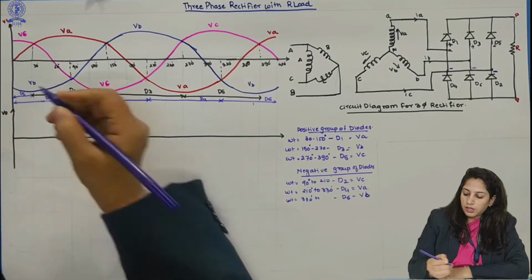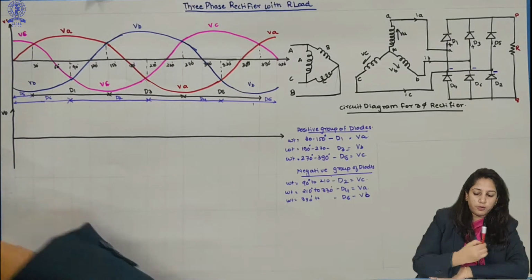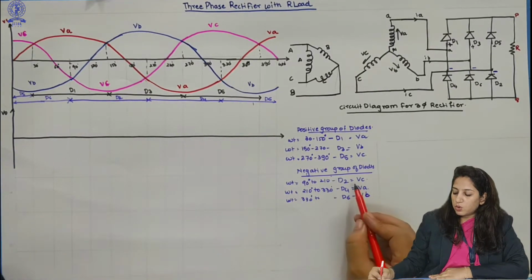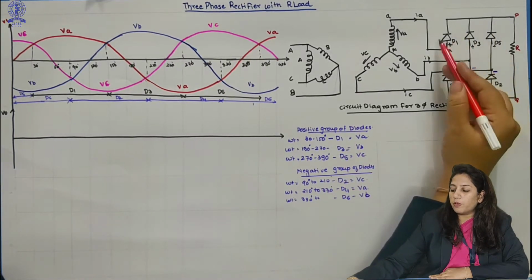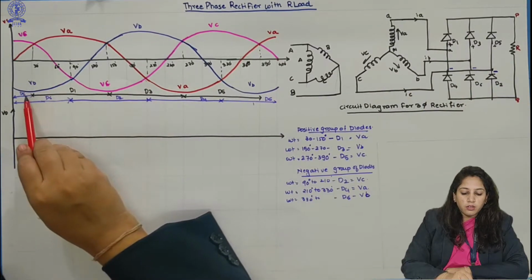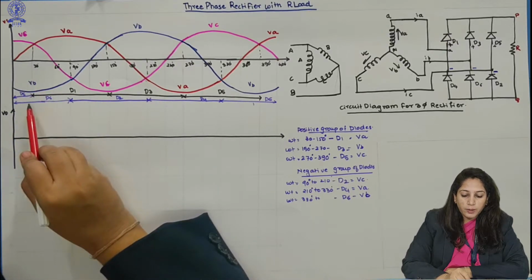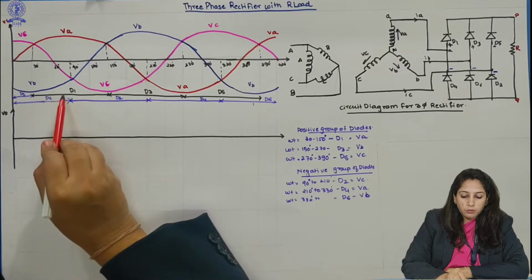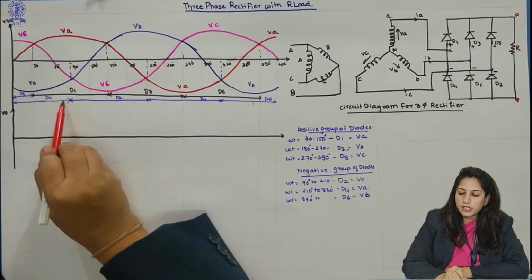So in this way we have found the positive group of diodes and the negative group of diodes. D1, D3, D5 are the positive group, and D4, D6 and D2 are the negative group. In this way they conduct: for 0 to 30 degrees D5 and D6 will be on. Then for 30 to 150 degrees D1 and D6 will be on.